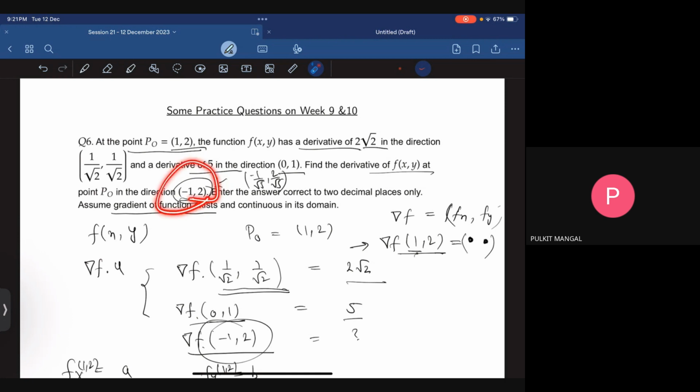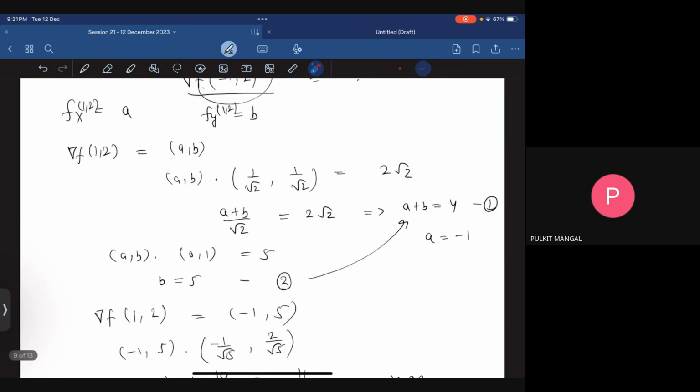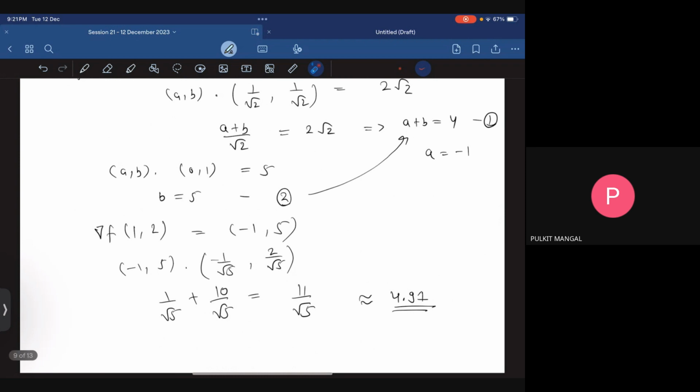The norm of this vector would be just 1 square plus 2 square, that is 5, under root of 5. So I'm just dividing this vector by under root of 5, so it will be negative 1 by root 5 comma 2 by root 5. And the rest is again the same, gradient of function f at the point 1 comma 2 dot product with the unit vector, I will get my derivative as 11 by root 5.